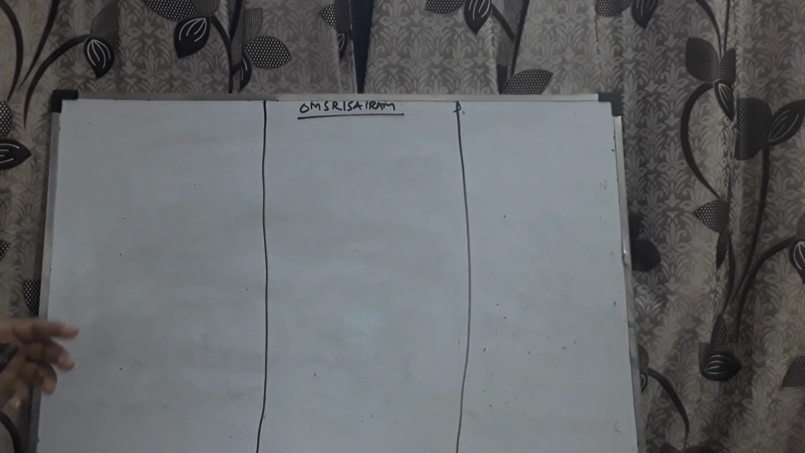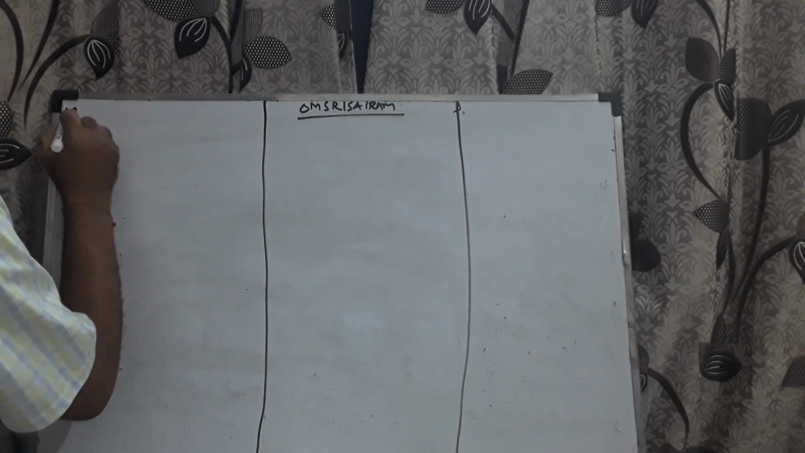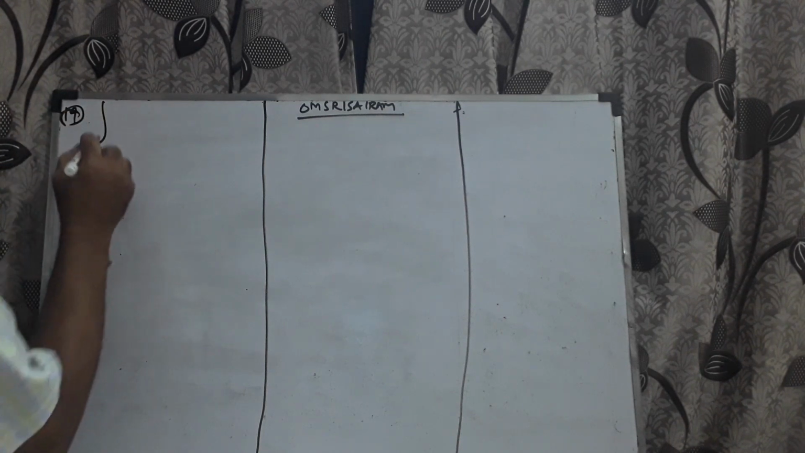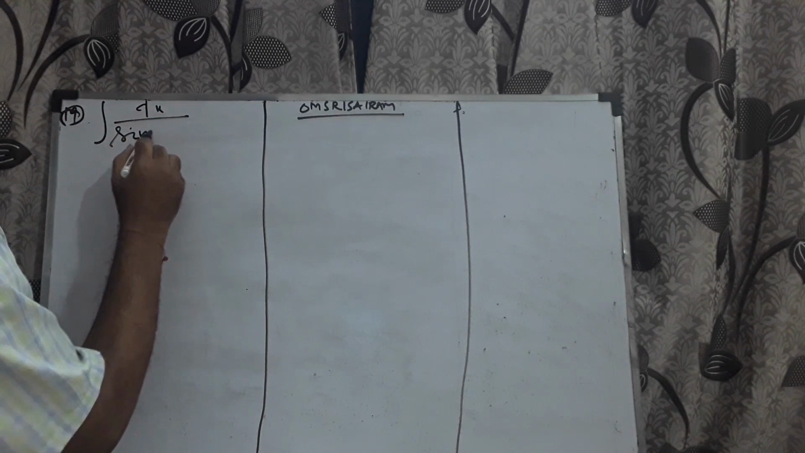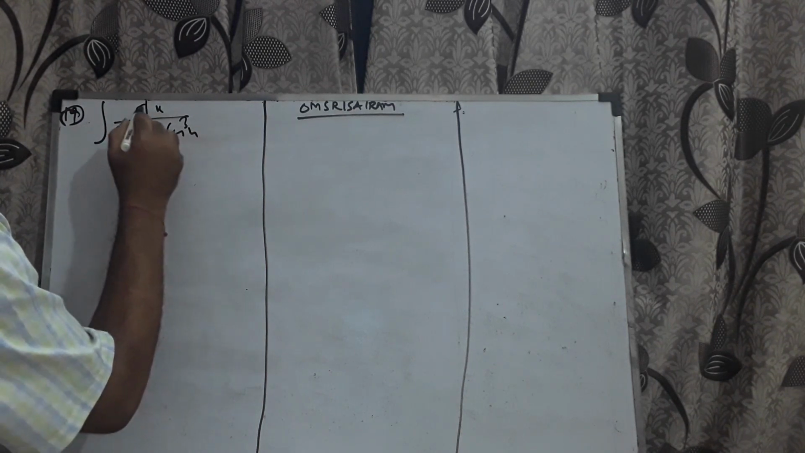In this video presentation, we'll continue with the remaining problems from exercise 7.3 on integration from the NCERT textbook. The 19th problem in that exercise goes like this: integral dx by sin x into cos cube x.